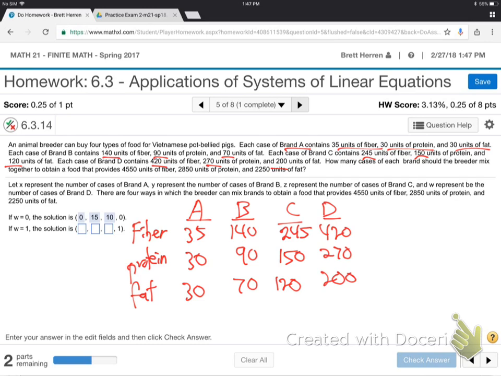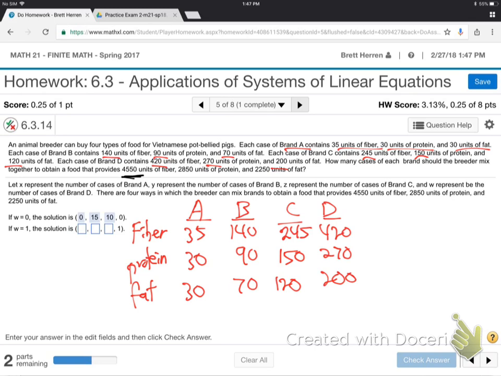Okay, how many cases of each brand should the breeder mix to obtain a food that provides... Okay, now look at this part. Down here it says, I don't know if you can see any of those words. I can't make it bigger; it'll go off the screen. 4550 units of, is that fiber? That first one. 4550 units of fiber.